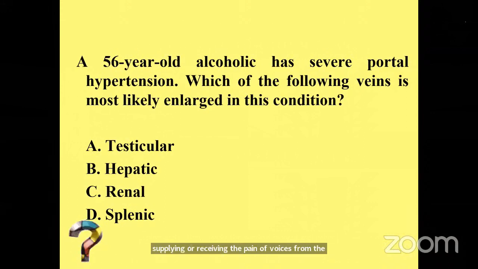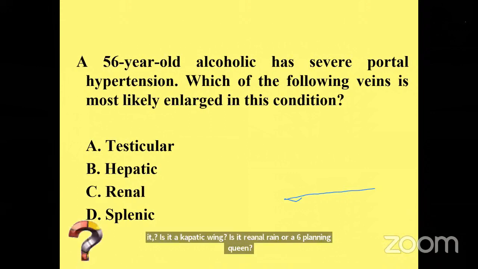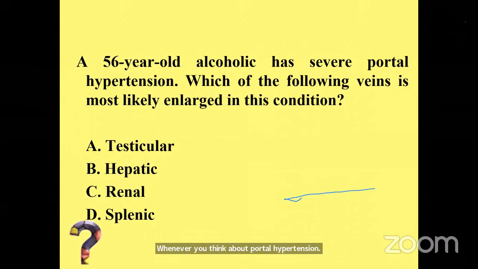Now coming to the next question. A 56-year-old alcoholic has severe portal hypertension. Which of the following veins is most likely enlarged in this condition? Portal hypertension, and which of the following veins is involved? Is it testicular vein? Is it hepatic vein? Is it renal vein? Or is it splenic vein? Whenever you think about portal hypertension, you have to think about the tributaries of the portal vein. So what can be the answer? A testicular, B hepatic, C renal, and D splenic.